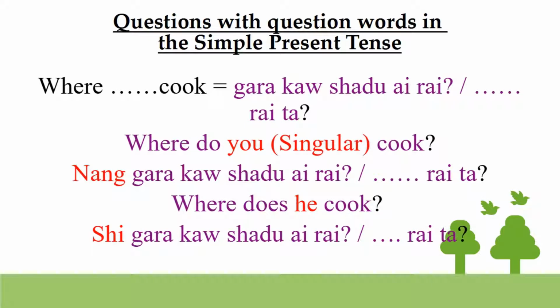Where do you cook? In Kachin Jinghpaw, nangra go shadu i rai. Or nangra go shadu i rai da. Where does he cook? In Kachin Jinghpaw, shigra go shadu i rai. Or shigra go shadu i rai da.